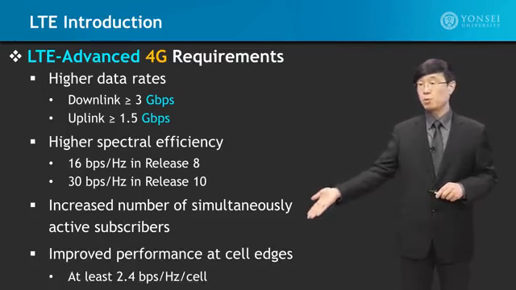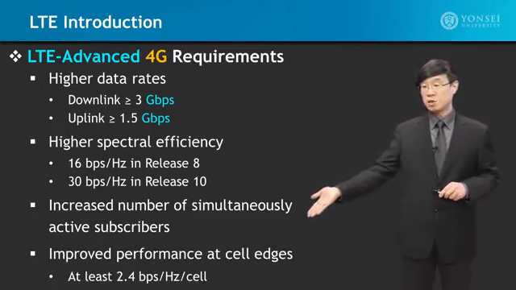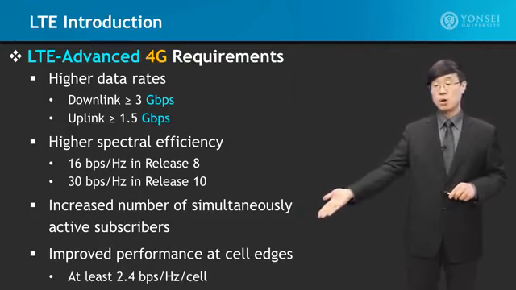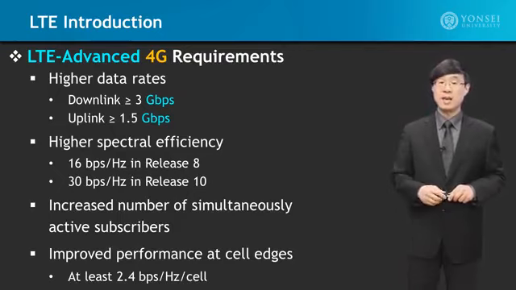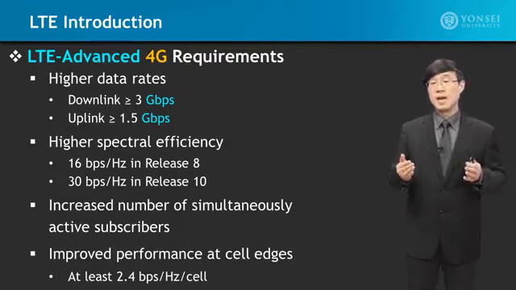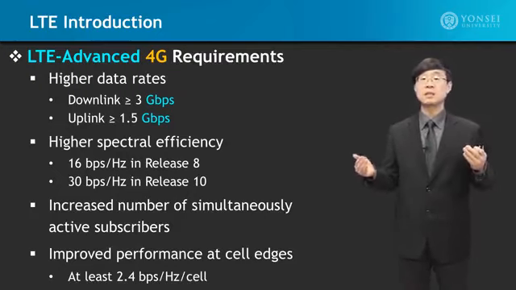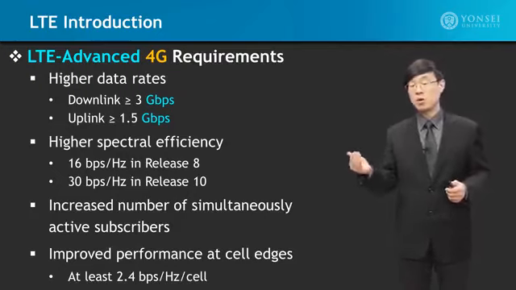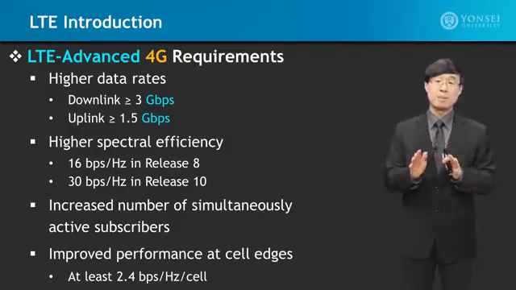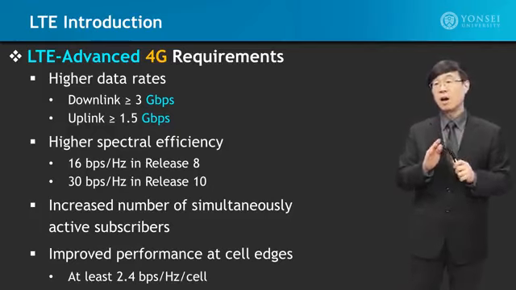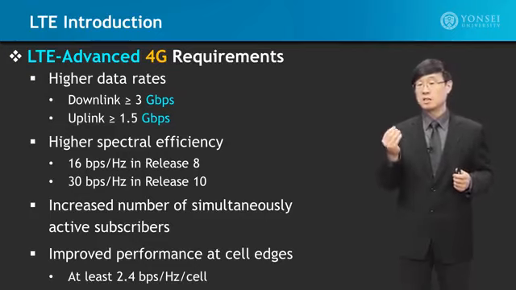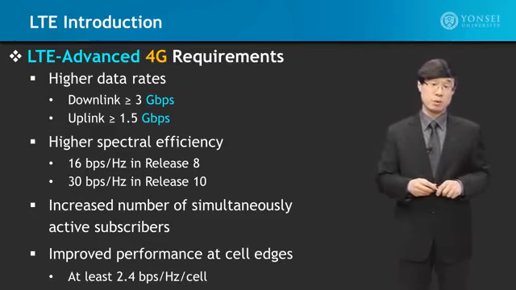In addition, improved performance at cell edges, at least 2.4 bits per second per hertz per cell. So this shows another specification that is a very important improvement. This is because the cell edge is where the signal is the weakest. That's where handover is required. That is the so-called weak point, the bottleneck, the Achilles heel of any mobile communication technology, because that's where the signal is the weakest and the performance is the poorest.